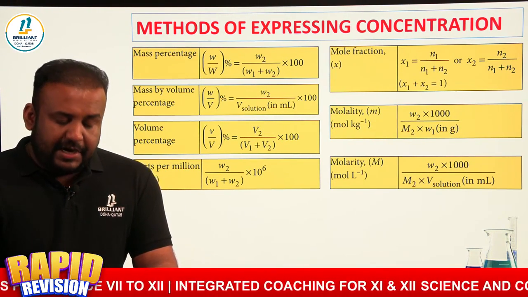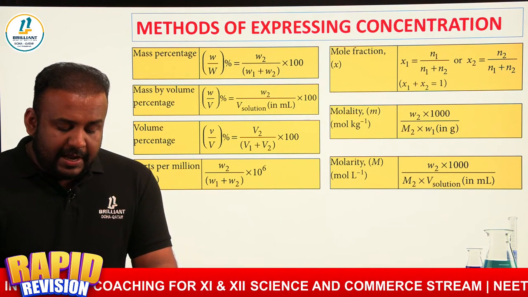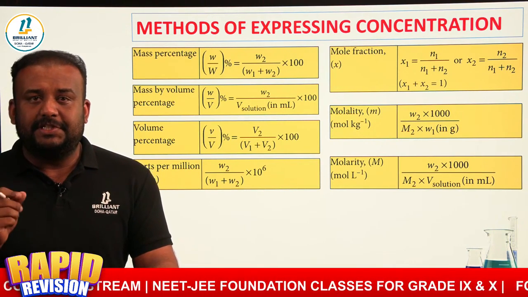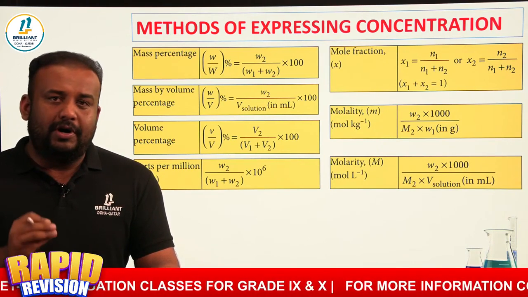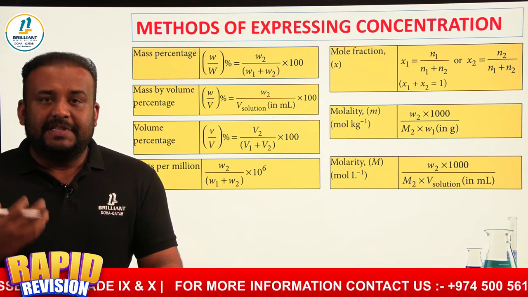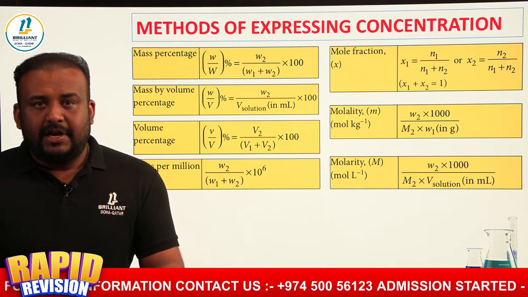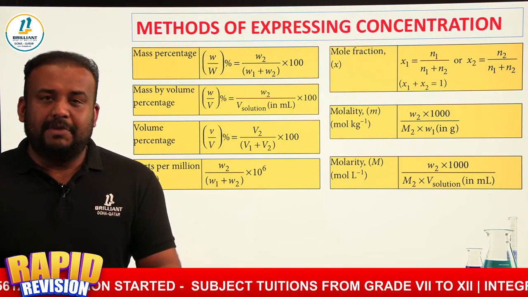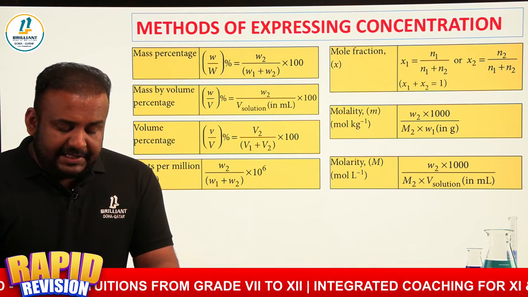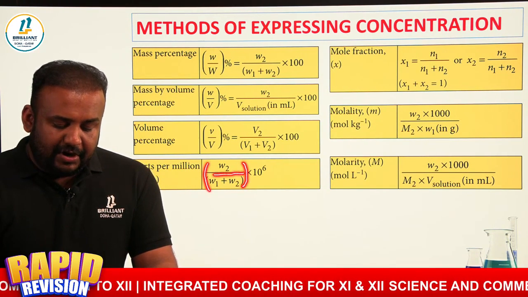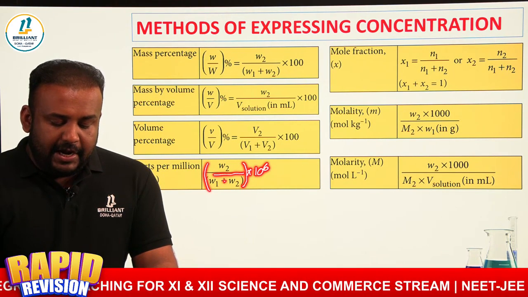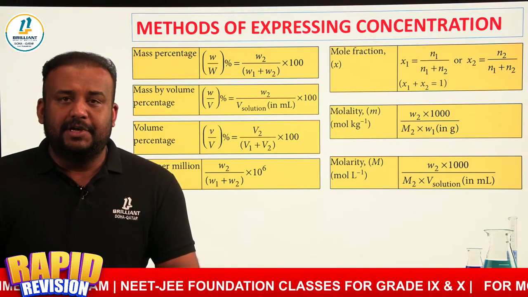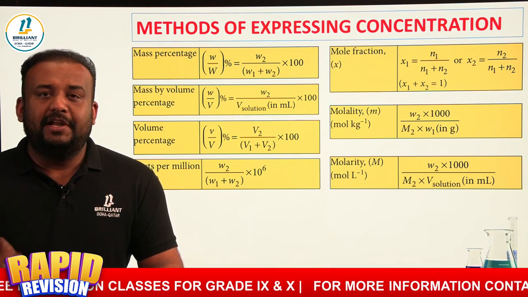Now the next one is parts per million, or ppm. This particular concentration term is used when the concentration of the substance or the solute is negligibly small in the solution. Especially when we have some pesticides dissolved in a large amount of water, like expressing the amount of DDT present in water, we use the term parts per million as well as parts per billion. Parts per million is expressed as the weight of the dissolved substance divided by the total weight of the solution multiplied by a million, that is 10^6. This is how you convert any concentration term into parts per million. If it is parts per billion, we multiply it by 10^9.